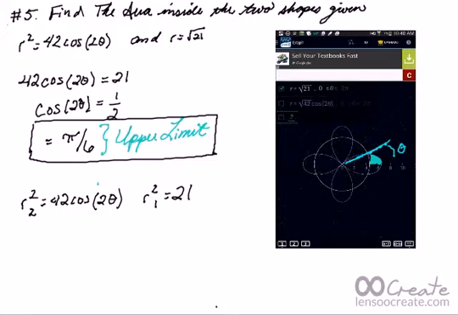Then we're going to set up our equation for the shaded region. But first, we want to take a look at the equations that were given. In number 5, they sort of throw you off by giving you one of your r's already squared. So really what you need to do is just square r equals the square root of 21, which gets you r squared equal to 21, as you can see right here.